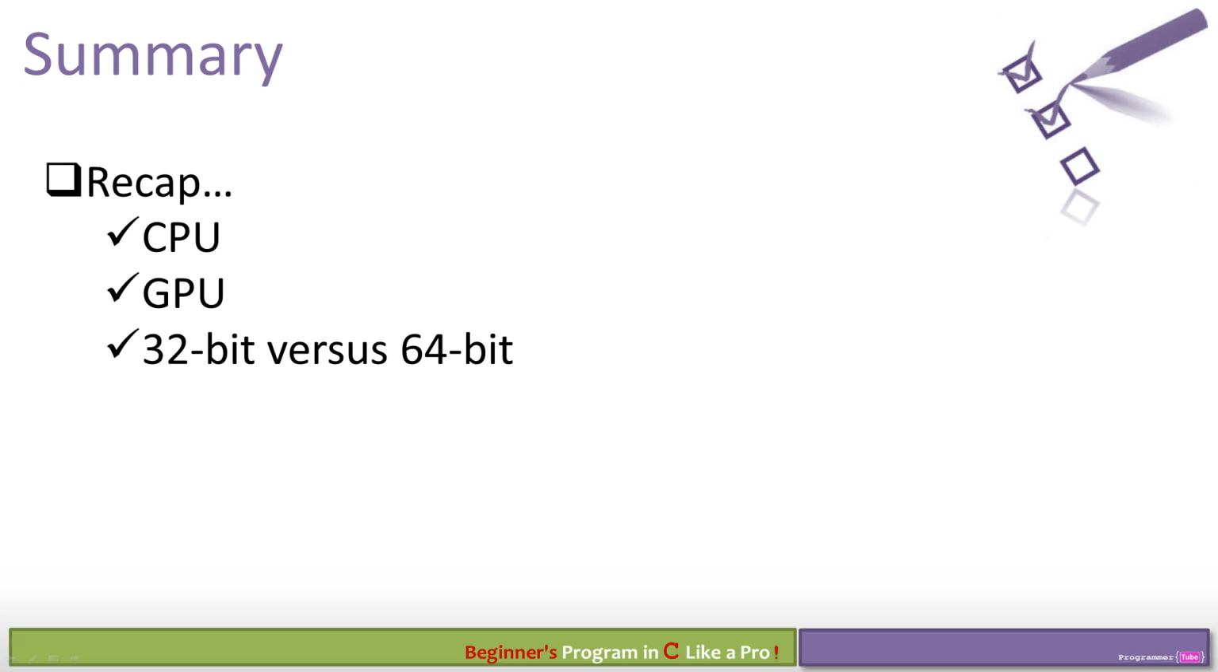Okay, so as a summary of this lecture, we discussed the CPU and its components, and we also discussed the GPU and how it can process images faster than the CPU. We also discussed the 32-bit versus 64-bit processors and how the operating systems can utilize the power of the processor.